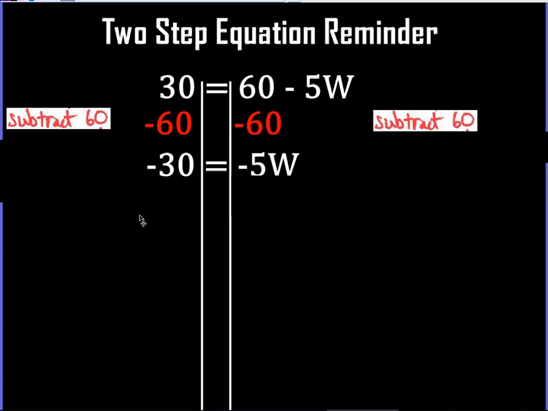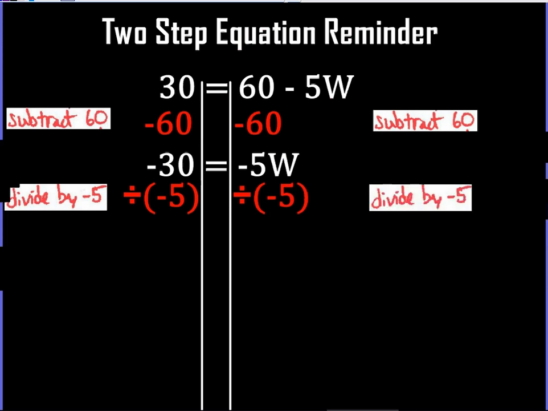If this is our one-step equation, what do we say we have to do? Well, we have to divide both sides by negative 5. On the left side, this is what it's going to look like. Same thing on the right.